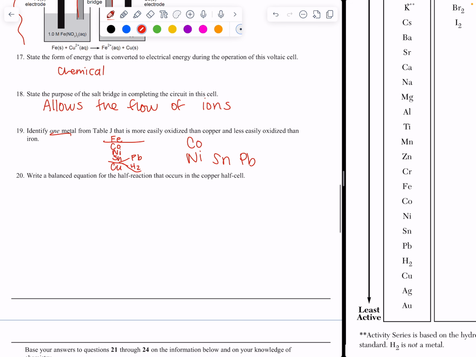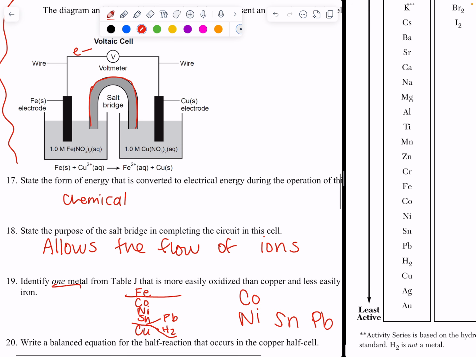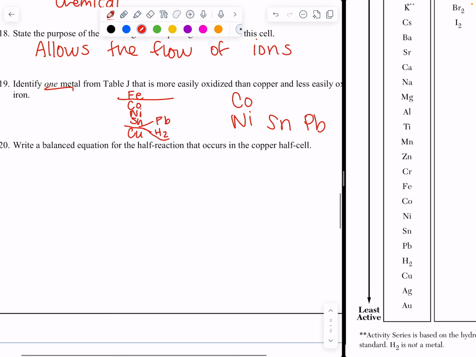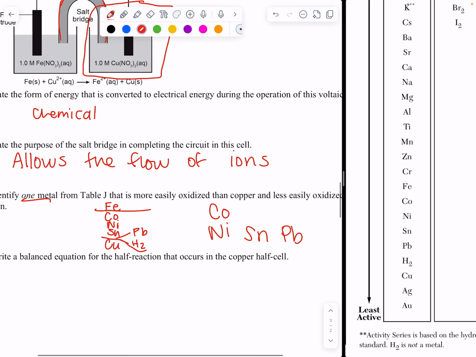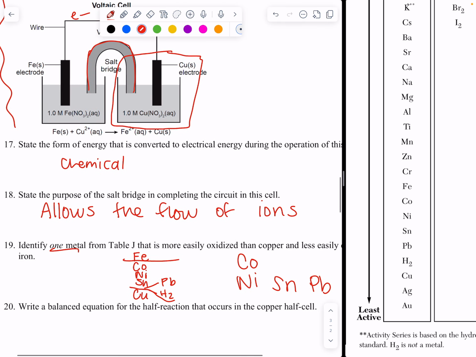Now, question 20. Finally something where it looks like we need the picture. Write the balanced equation for the half reaction that occurs in the copper half cell. So the copper half cell is going to be the one that has the copper electrode. That's how I know which one it is. It wants the half reaction that occurs in the copper half cell. So that's having to do with copper ions.